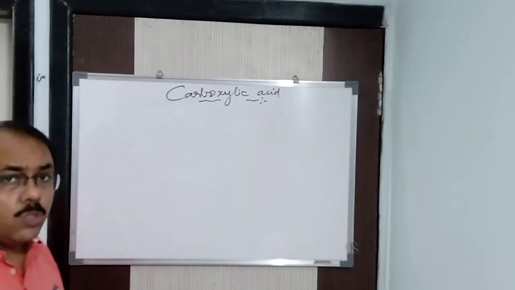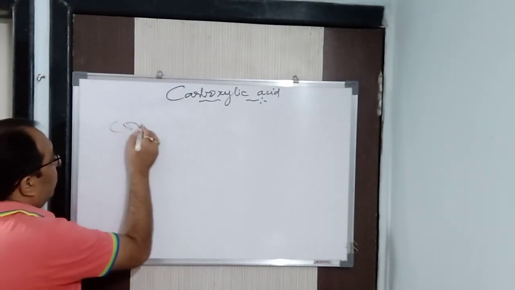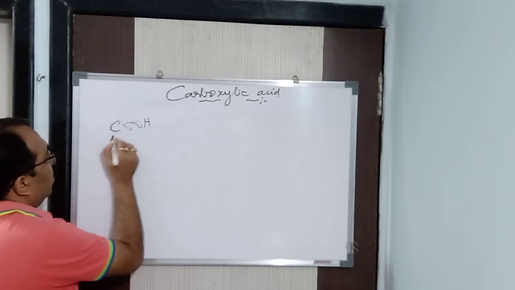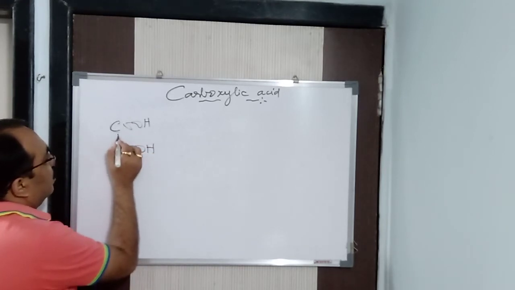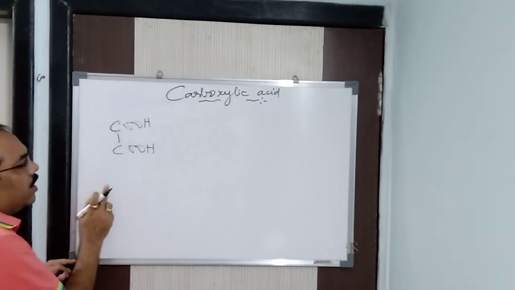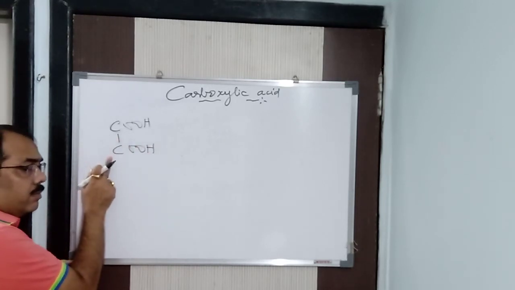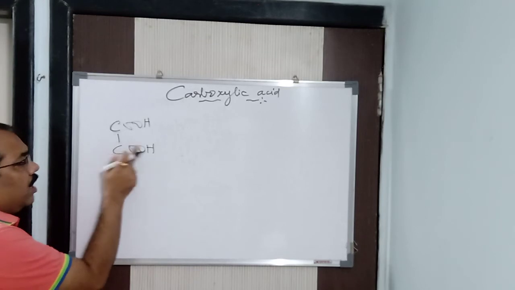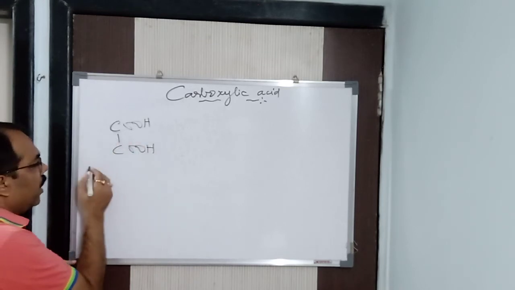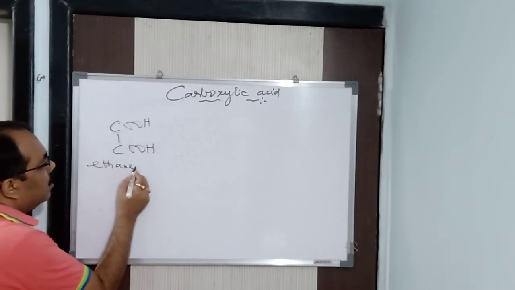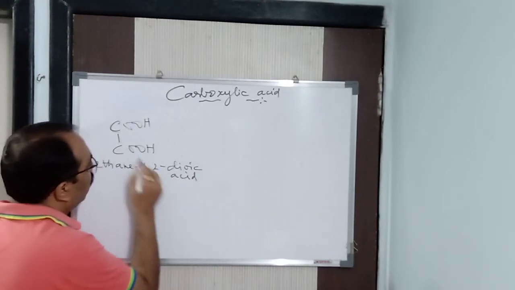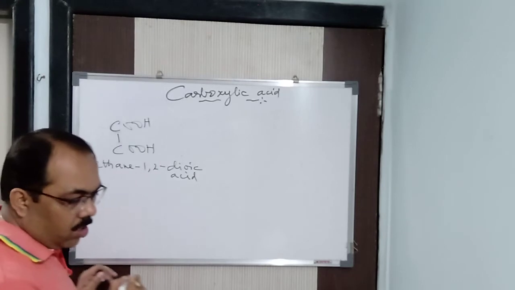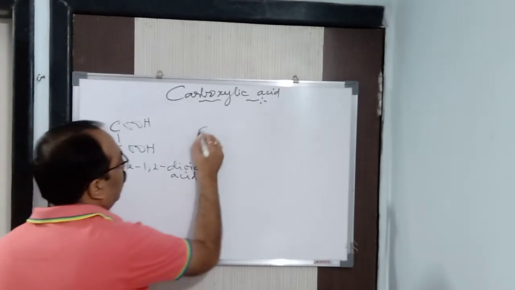Now if it contains 2 COOH groups, for example here, you can see COOH, single bond, COOH. What is this known as? It is known as nothing but ethane 1,2-dioic acid. 2 carbons, eth, single bond, an, ethane 1,2-dioic acid. See, I am writing. Or oxalic acid is the common name. Oxalic acid, you know it, definitely.